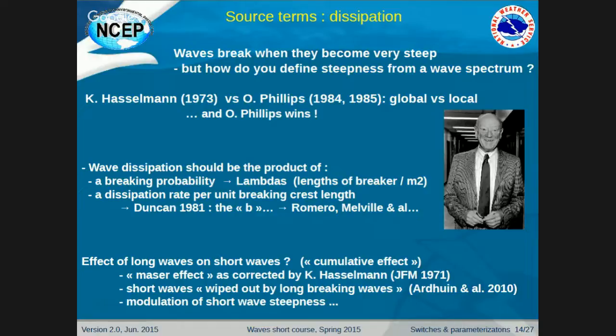And so there are 2 schools. First, Klaus Hasselmann came up with an idea, okay, we're just going to use some average steepness defined from the entire spectrum. So that was really brave. That was in 1973, or sorry, 74.